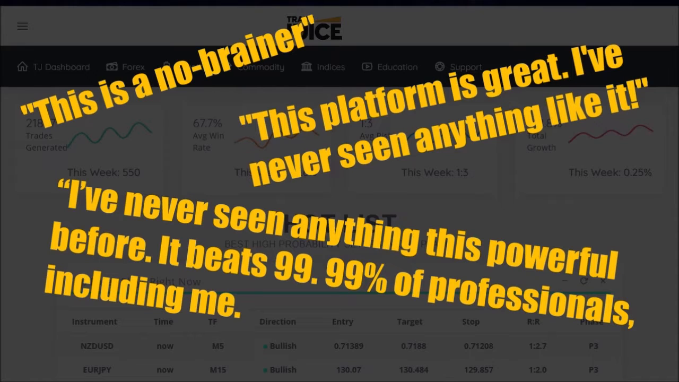But we know that buzzwords like that are plastered everywhere by hype machines, and we spent a lot of time trying to find words you would take seriously. Then we realized, instead of trying to find new superlatives, we could just show it to you instead. So meet the only trading tool you will ever need, TradeJuice.